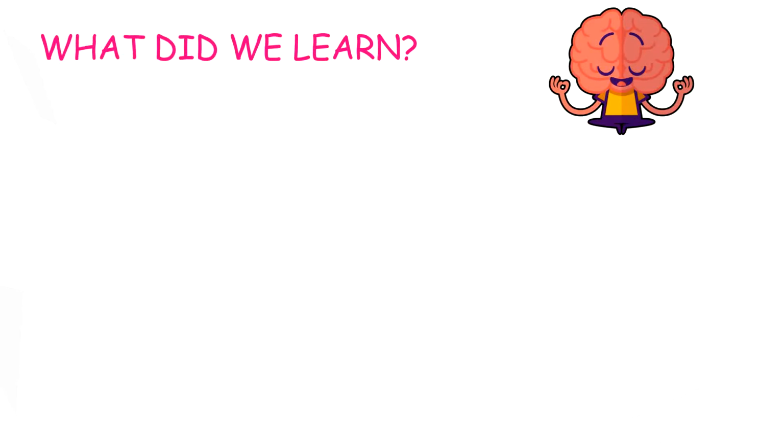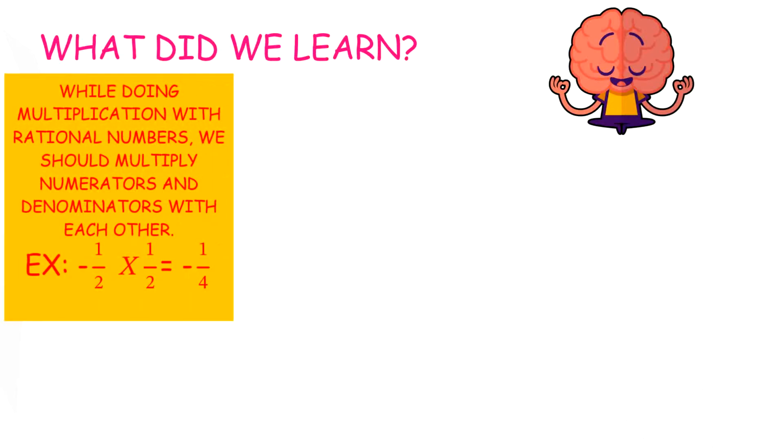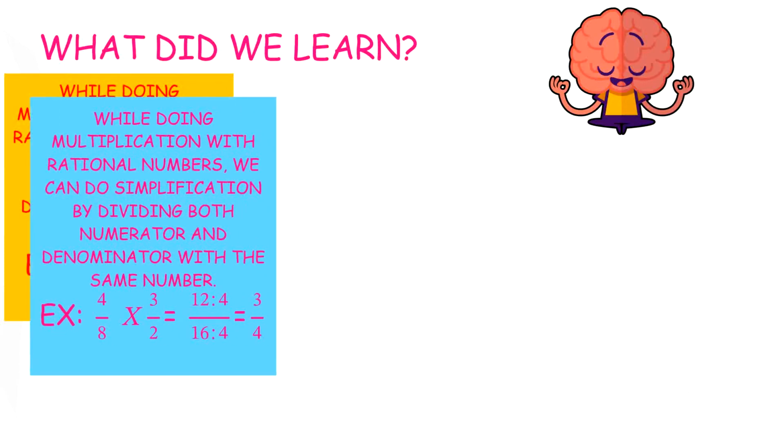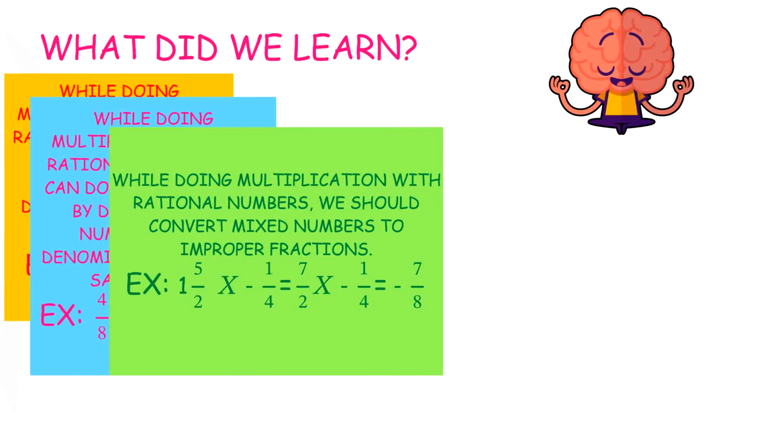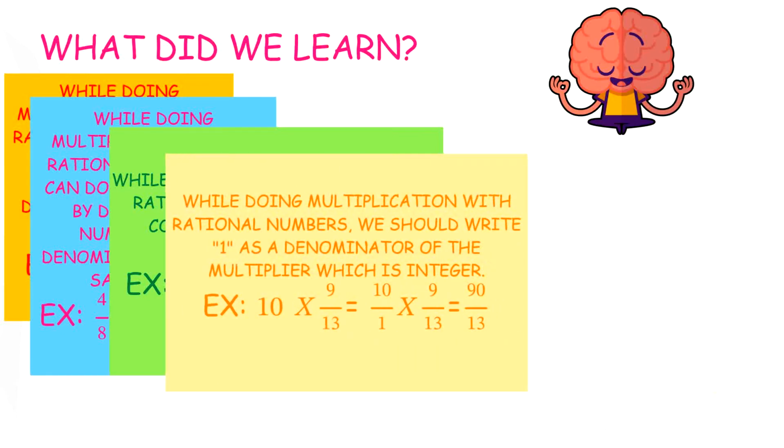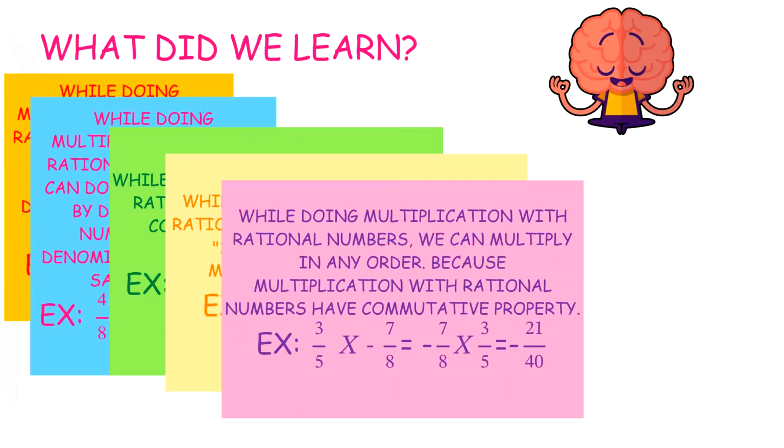What did we learn? Come on and check your understanding with me. While doing multiplication with rational numbers, we should multiply numerators and denominators with each other. We can do simplification by dividing both numerator and denominator by the same number. We should convert mixed numbers to improper fractions. We should write 1 as a denominator of the multiplier, which is an integer. We can multiply in any order, because multiplication with rational numbers has the commutative property.